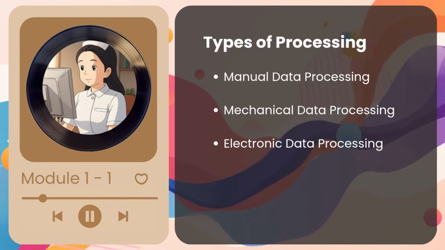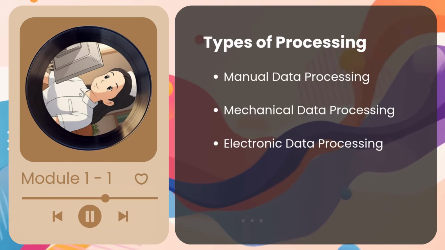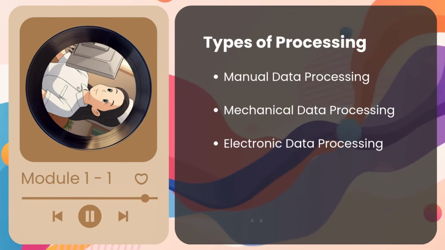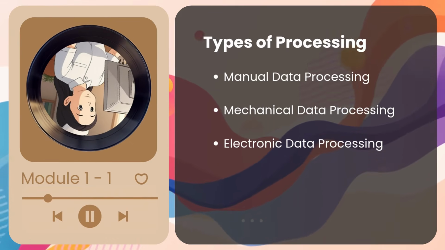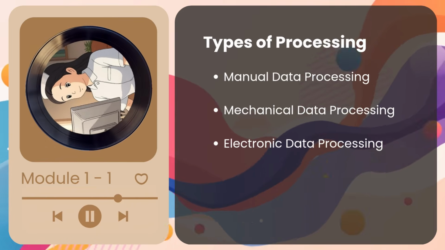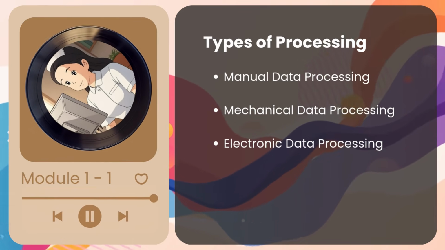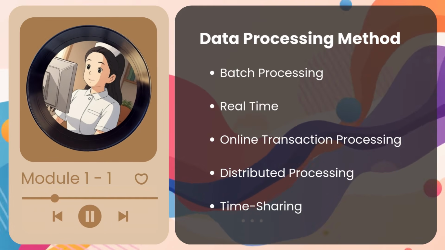But today, it's almost entirely electronic data processing, EDP, using computers, software. It's highly automated, super fast, incredibly accurate compared to the old ways, and handles enormous amounts of data. That's the bedrock of modern IT. Got it. EDP is the standard now. So within EDP, how does the timing work? Batch versus real time? Right.